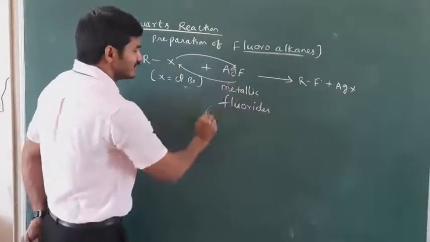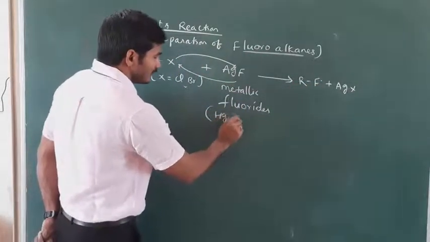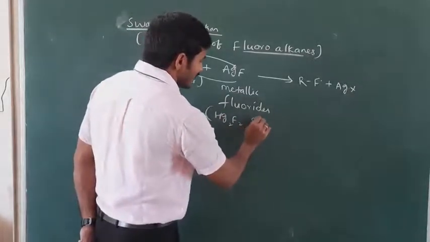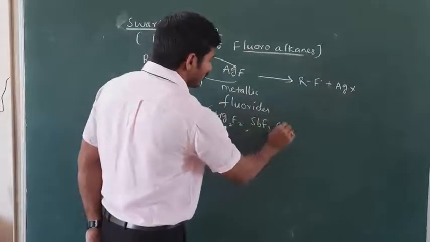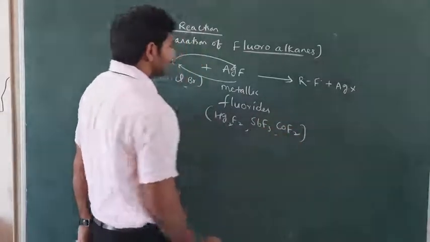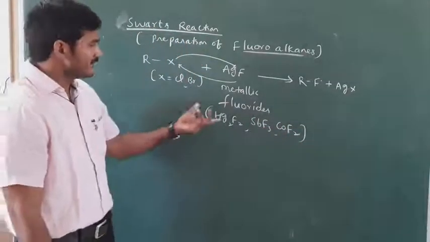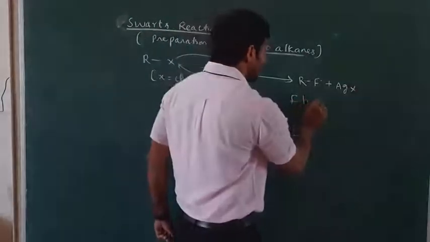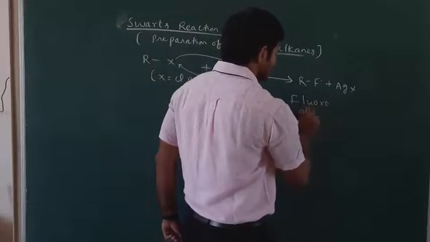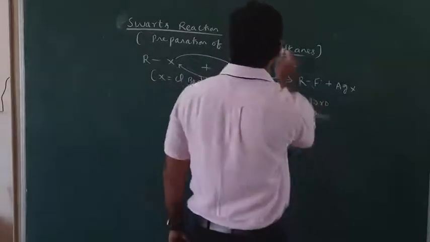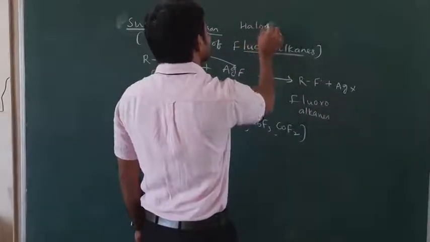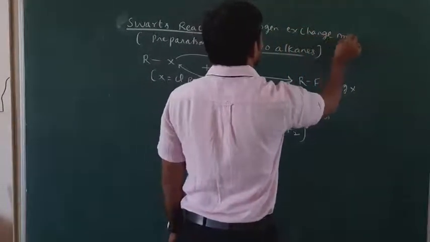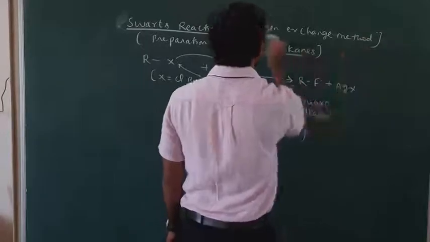Not only AgF, you can take mercurous fluoride, and next antimony fluoride and cobalt fluoride. All these are metallic fluorides. In the presence of metallic fluorides, we can prepare the fluoroalkanes. This type of reaction is said to be a halogen exchange method.